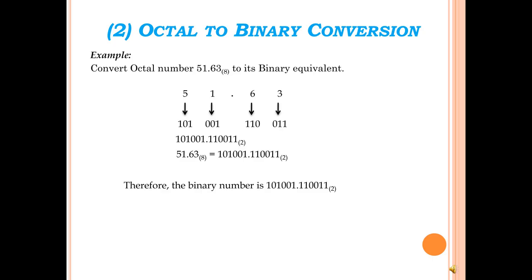110011 base 2. That means the octal number 51.63 base 8 has binary valuation 101001 dot 110011 base 2. Therefore, the binary number is 101001 dot 110011 base 2.